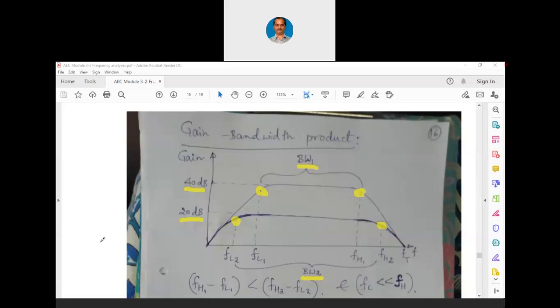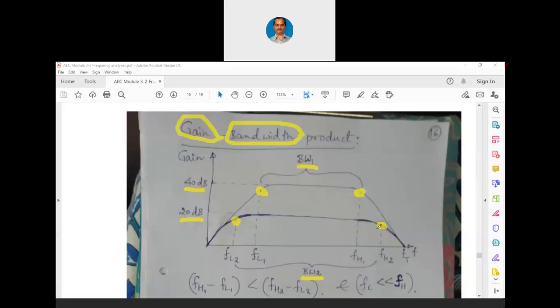So, we have something called gain bandwidth product. Gain into bandwidth. That we generally call GBP, gain bandwidth product. For a given amplifier circuit, GBP is constant. In the sense, let us say I have 40 dB and let us say I have 20 megahertz bandwidth 1. 40 dB into 20 megahertz. So how much does it become?